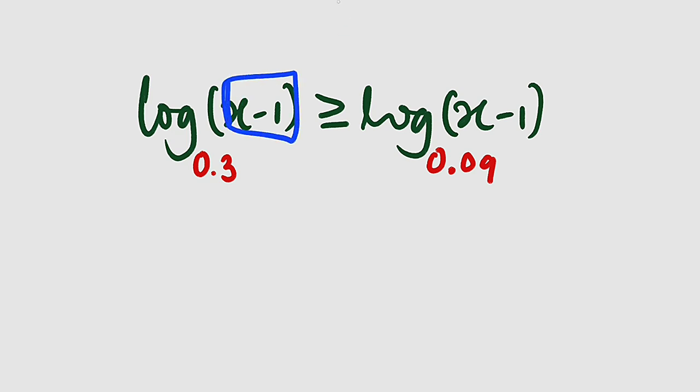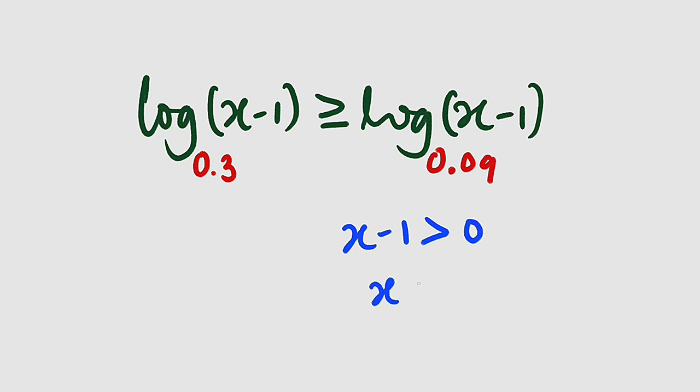Remember, the argument must be greater than 0, which means x minus 1 will have to be greater than 0. If this is the case, you definitely know that x must be greater than 1. So this is the first condition.